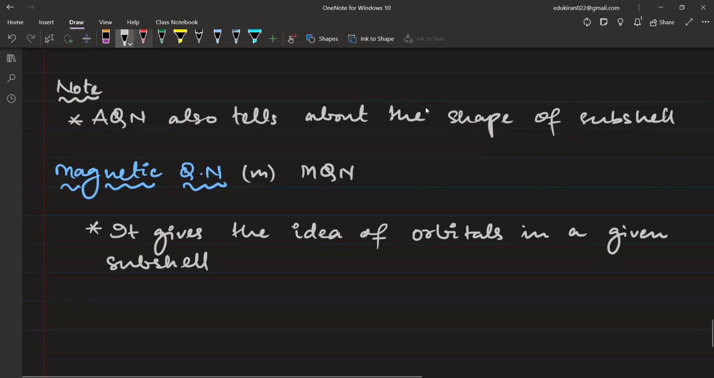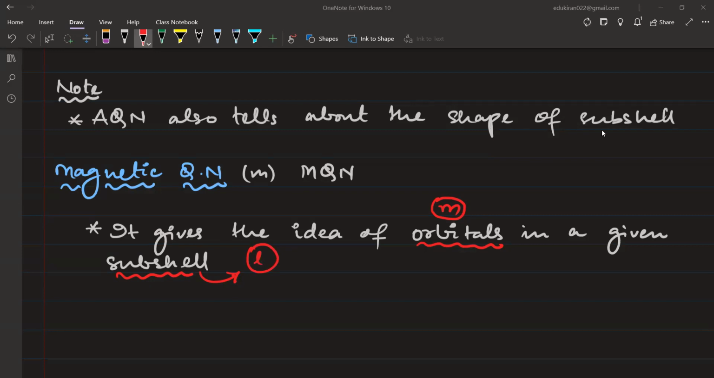Now, orbitals are given by the magnetic quantum number. Subshell is given by which quantum number? Yes, the azimuthal quantum number. That means we cannot talk about the magnetic quantum number until and unless we have the information of the azimuthal quantum number.